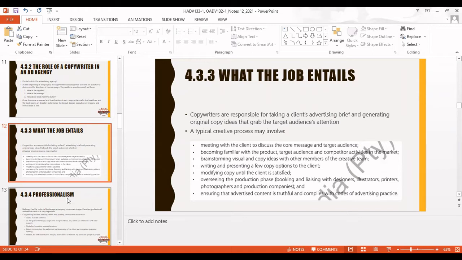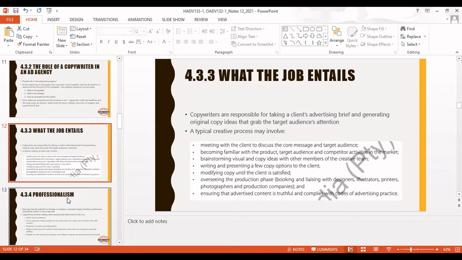So a typical creative process may involve, meaning it's not only limited to this, number one, meeting with the client to discuss the core message. We discussed this, if you remember. Becoming familiar with the product. You have to know the product that you're going to write a copy about. Shoes, is it a car? The specific features of a car. You need to understand the product in its fullness. You need to understand the target audience and the competitor activities in the market. If you're writing for Adidas, you need to understand the competitors of Adidas, Nike, Puma, any other.